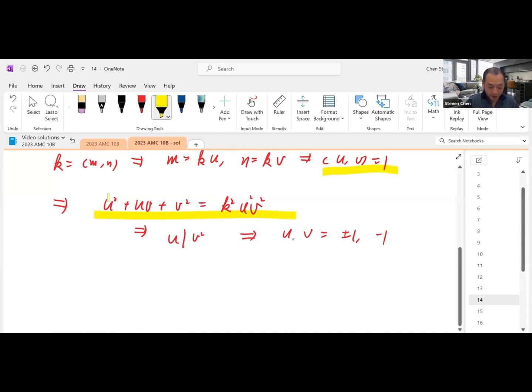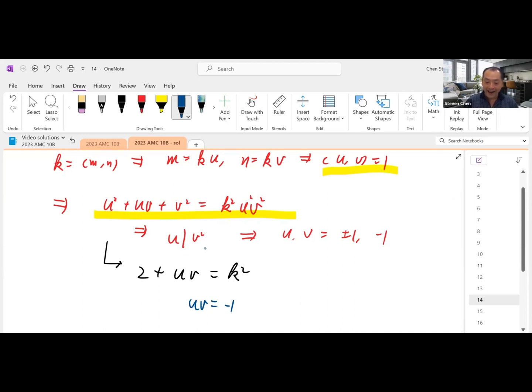On the left-hand side, we have u squared plus v squared, so it's 2 plus u times v. On the right-hand side, we get k squared. And recall that each of u and v is either plus or minus 1, so their product u times v must be either +1 or -1. So the left-hand side is either 3 or 1. But the right-hand side is a perfect square. So to make the right-hand side a perfect square, we must have u times v equal to -1. So k squared is 1.